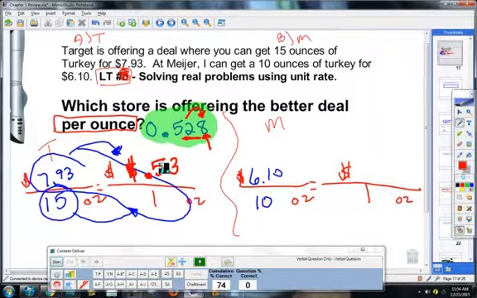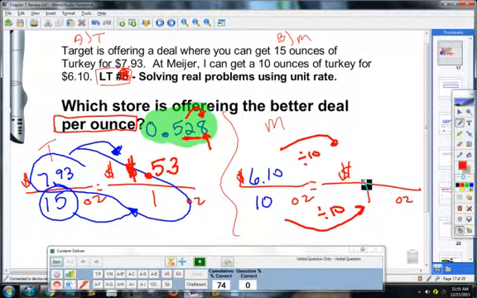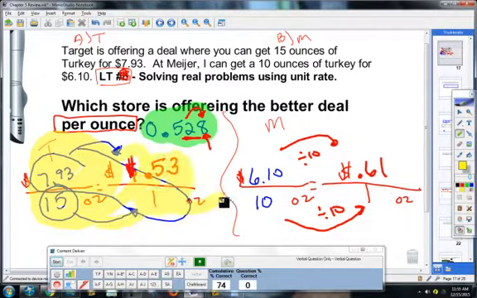And it could be 0.53 as well. Here, I'm dividing by 10, dividing by 10. And when you divide that, you're going to get 0.61 cents. So, which is the better deal? Obviously, the better deal is going to be Target in this situation. That never happens, by the way. But that would be the better deal.